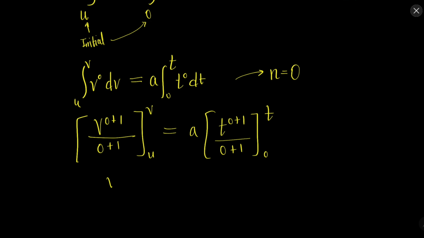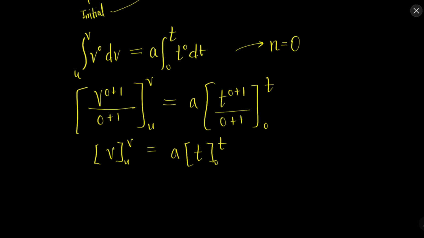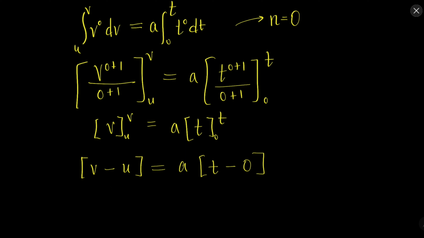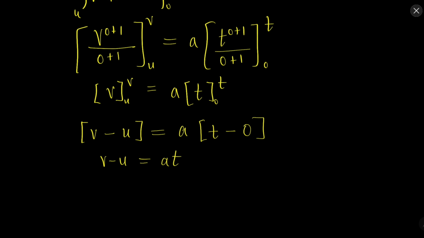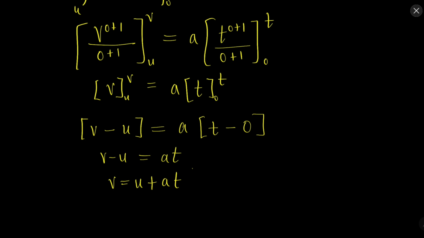So what will we get? We will get v from u to v, and we will get t from 0 to t. Now what to do with the limits? We put the limits like this: upper limit minus lower limit. At the place of v just put the values, so upper limit minus lower limit equals a times, similarly, upper limit minus lower limit, so put the value of t in the upper limit and 0 in the lower limit. So what do we get? v minus u equals at, or v equals u plus at. This is our first equation of motion under constant acceleration.